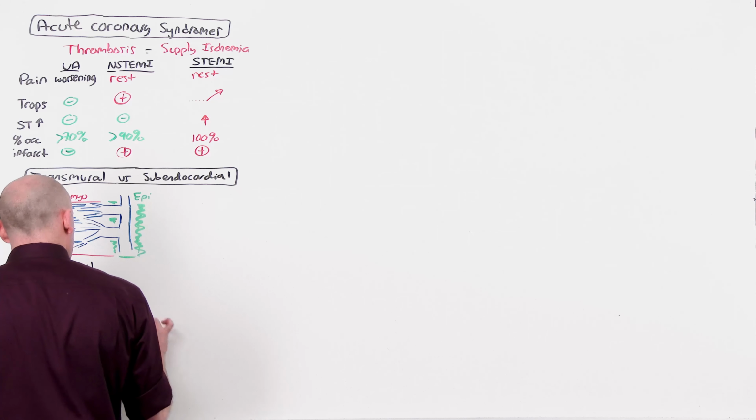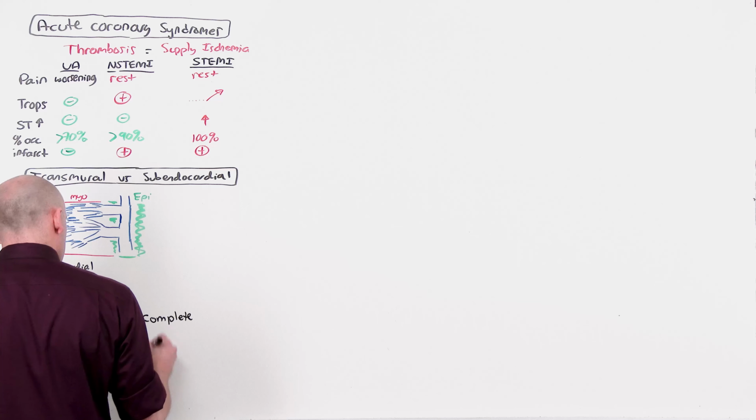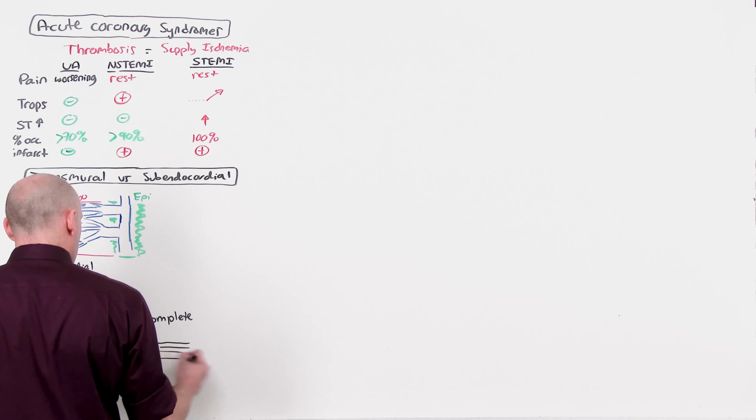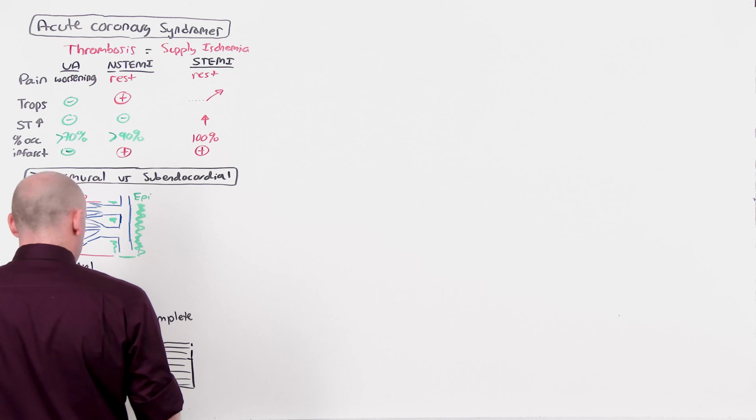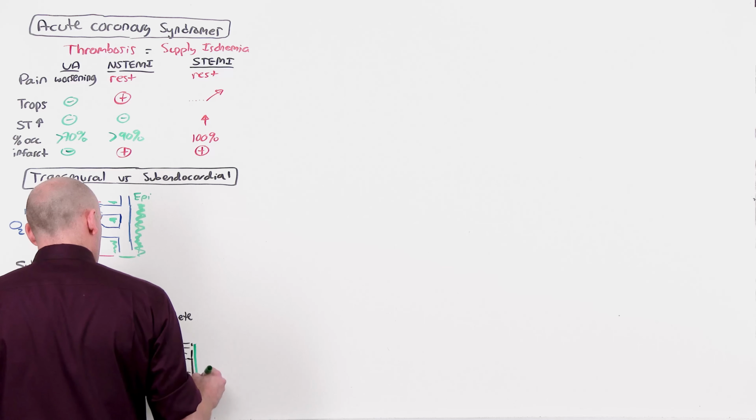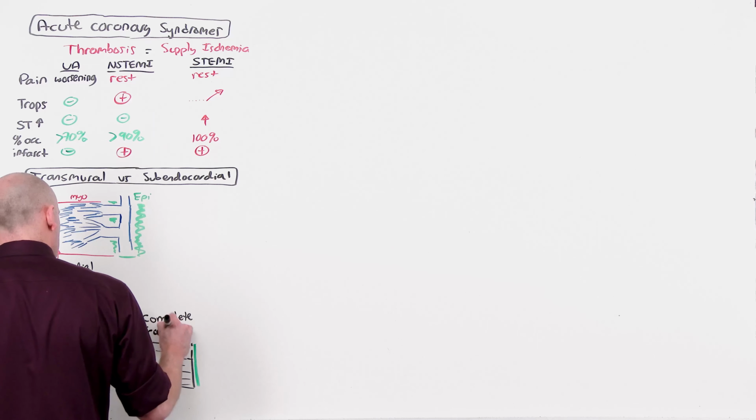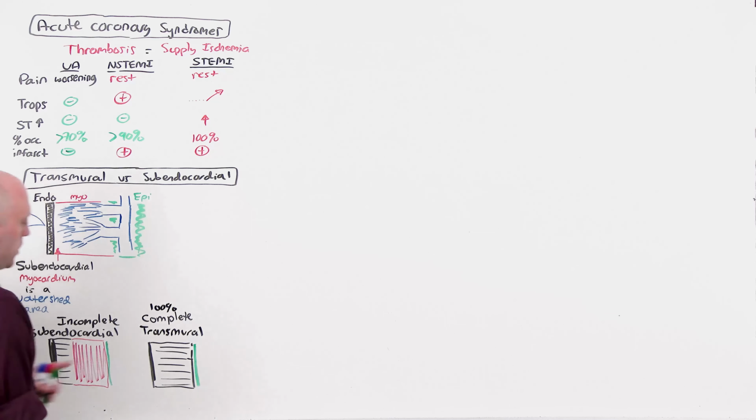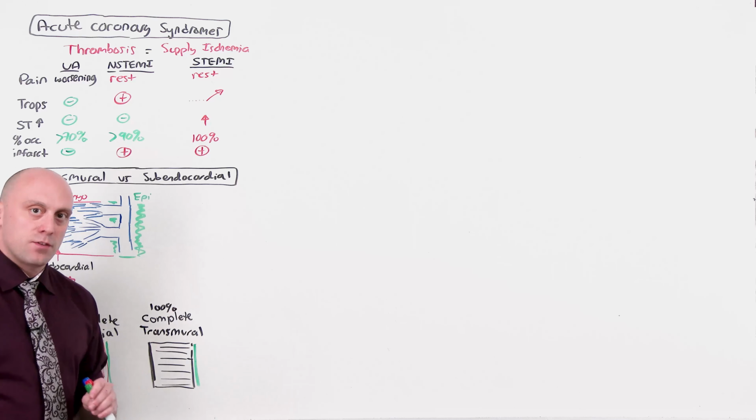If there is a complete occlusion, the whole wall will undergo necrosis. The whole wall means transmural. When a thrombosis claims 100% of the lumen, you're going to get a transmural infarct. The whole thing will undergo ischemia and infarction.